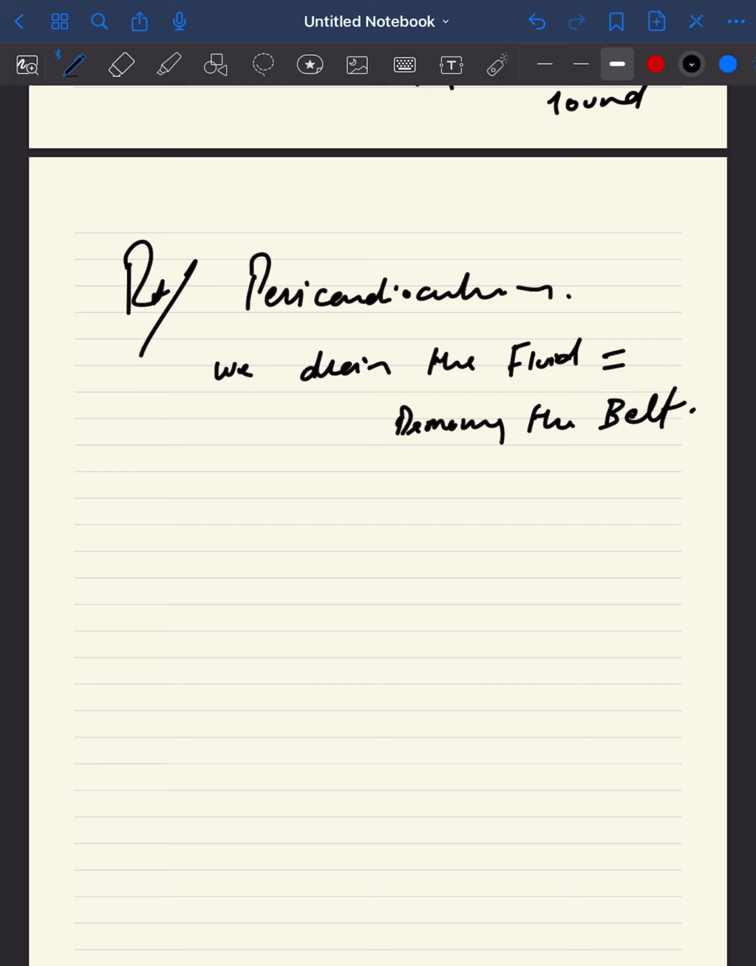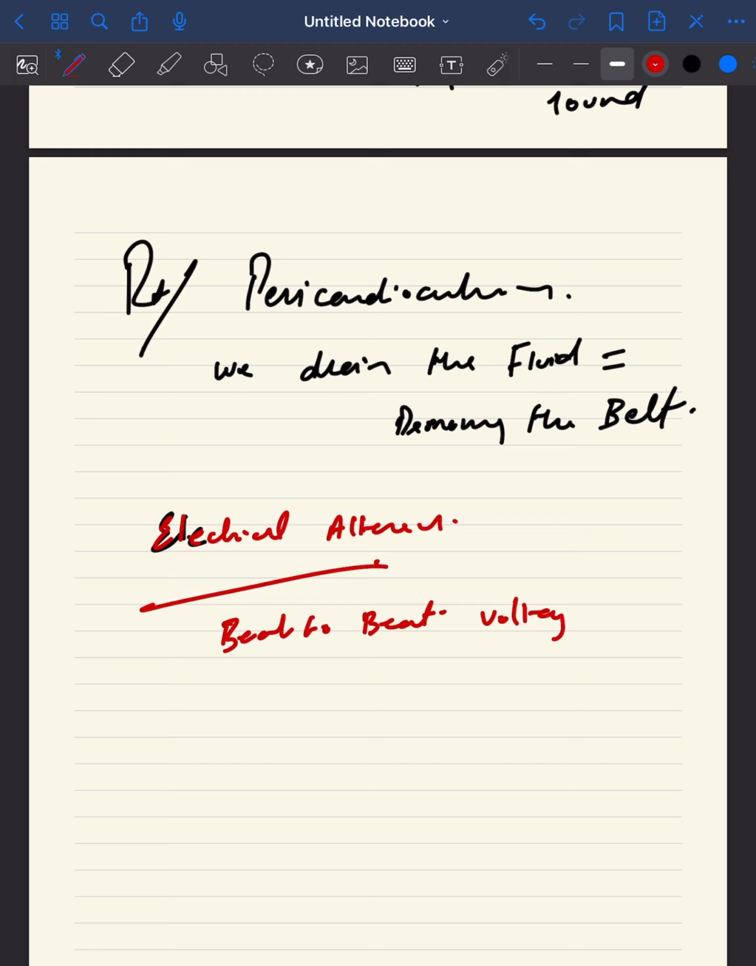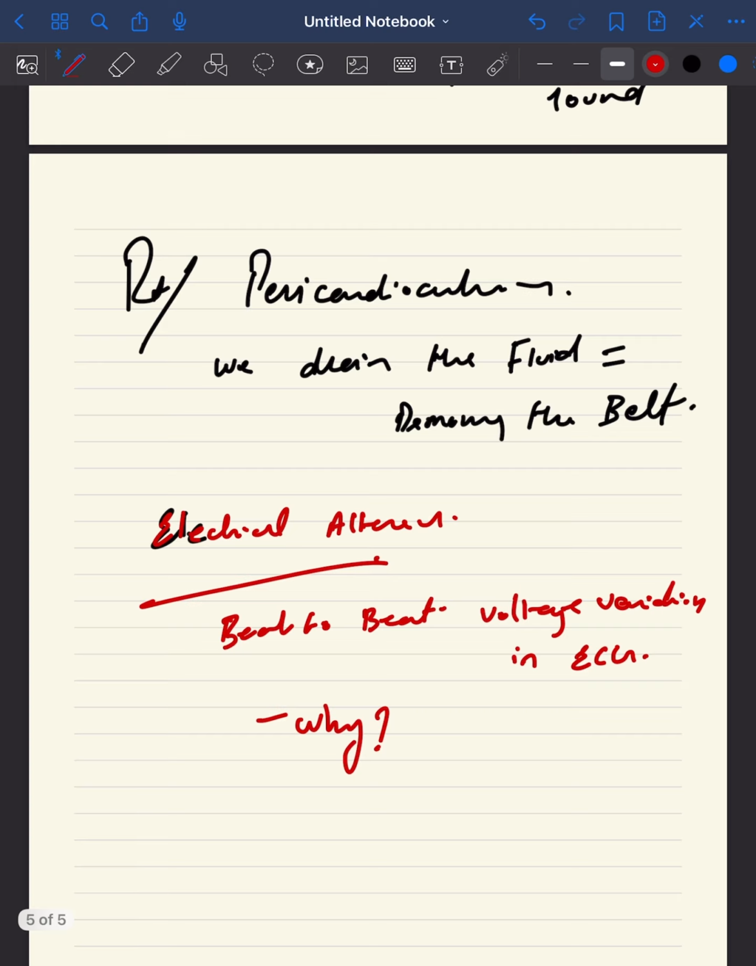So there is another topic you should be aware of. It is electrical alternans. What is this? This is beat to beat voltage variation in ECG. Why does it happen? It is because the heart swings in fluid.